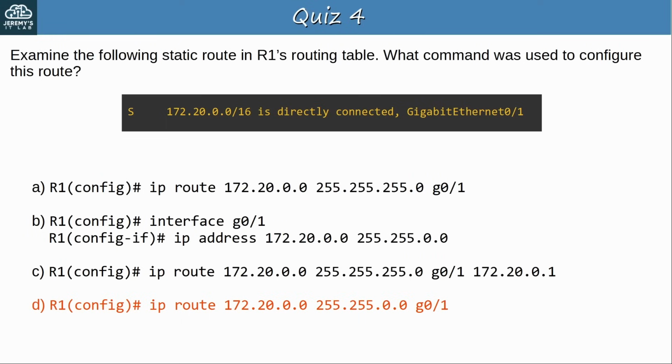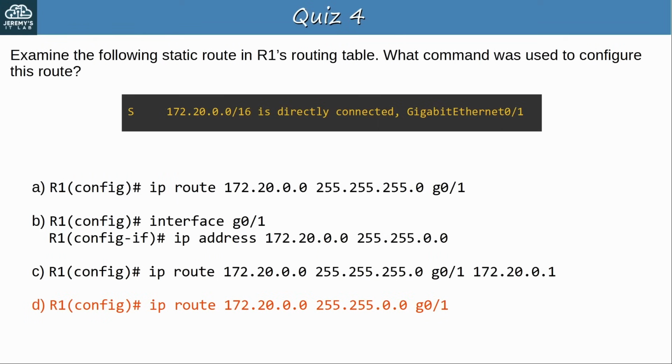However, that is wrong for 2 reasons. First, the route has the code S, so it must be a static route. A connected route would have a code of C. And secondly, 172.20.0.0/16 is a network address. You can't configure a network address on an interface, so the IP address command in option B would not work.